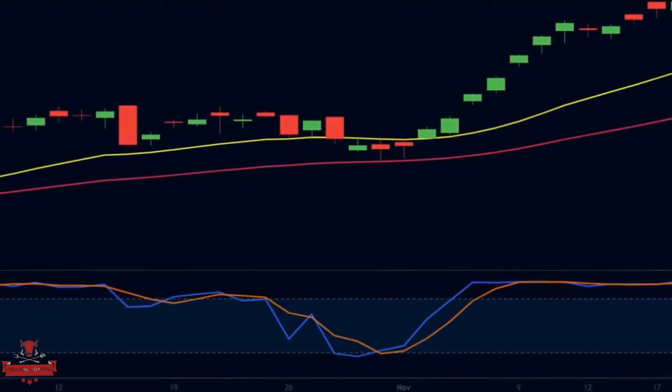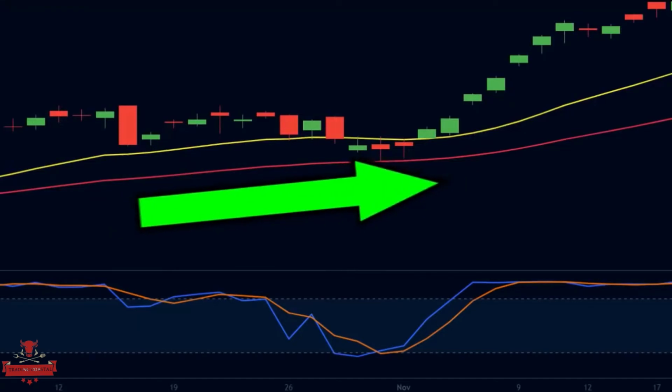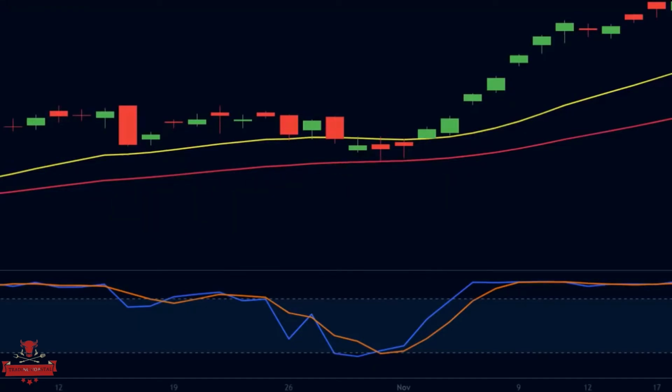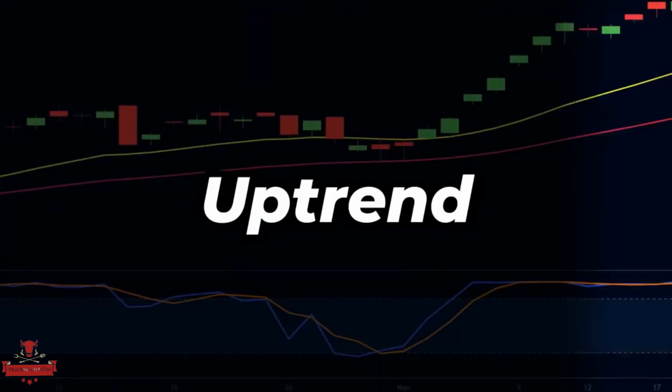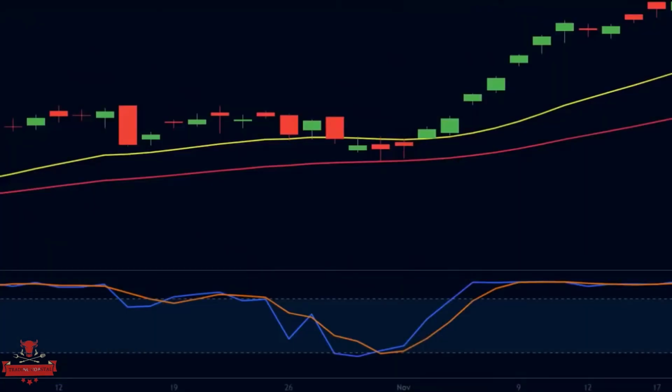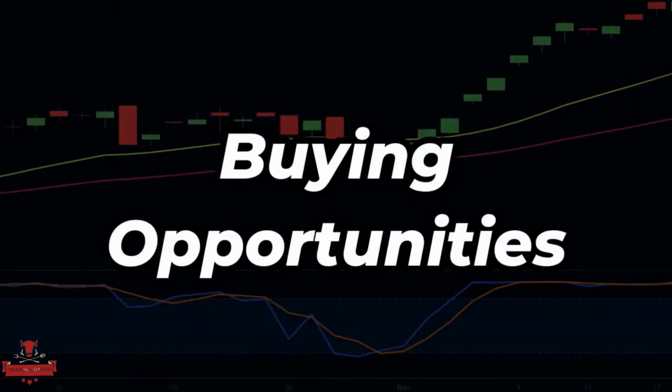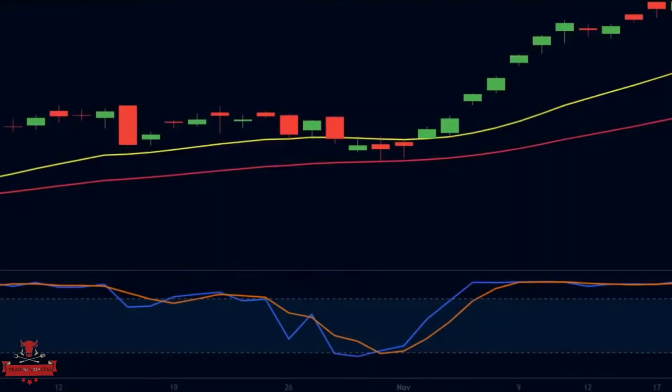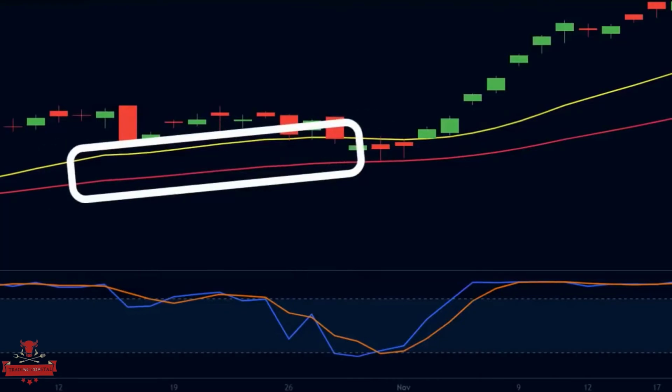Look at this chart. On this chart, we can see that the price is trading above the 21 and 50 EMA. We can also see that the 21 EMA is trading above the 50 EMA. Both of the moving averages are also sloped upwards. So, we can clearly identify this as an uptrend. Now, in an uptrend we want to look for buying opportunities. To buy, we will wait for the price to pull back to the area between the moving averages.